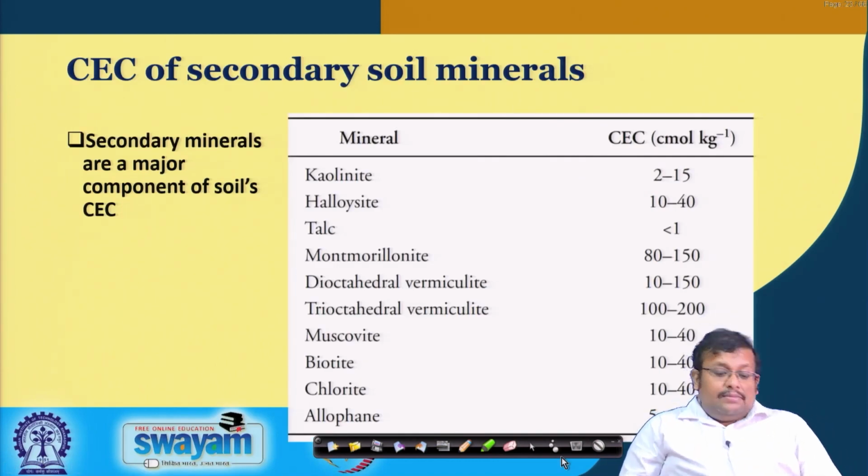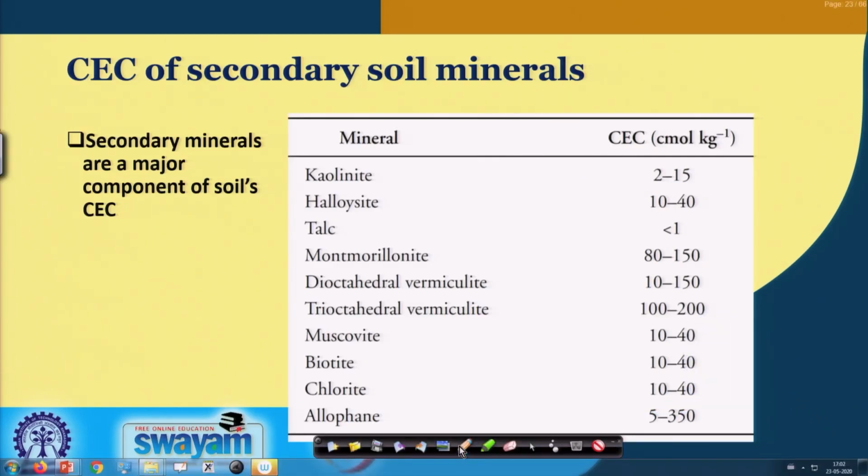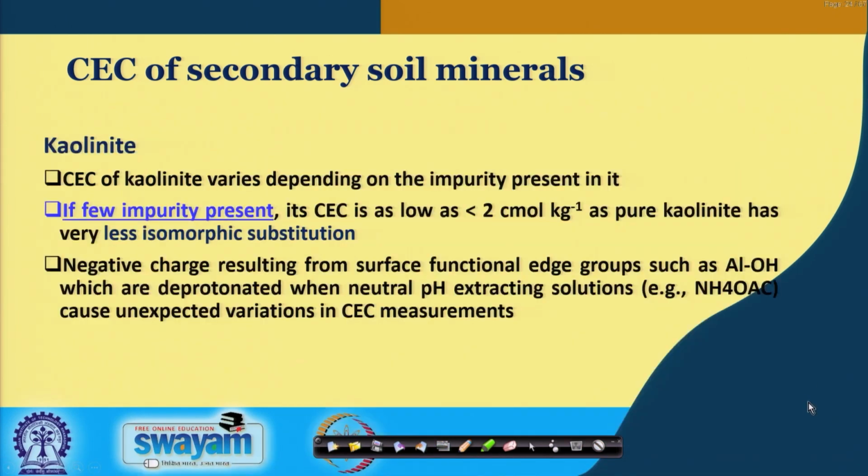So, this table basically shows the CEC of different secondary minerals. You can see kaolinite has only 2 to 15 centimole per kg, whereas halloysite has 10 to 40, talc has less than 1, montmorillonite 80 to 150, dioctahedral vermiculite 10 to 150, trioctahedral vermiculite 100 to 200, muscovite 10 to 40, biotite 10 to 40, chlorite 10 to 40, and allophane from 5 to 350. Allophane produces more variable CEC because it does not have any specific crystalline structure.